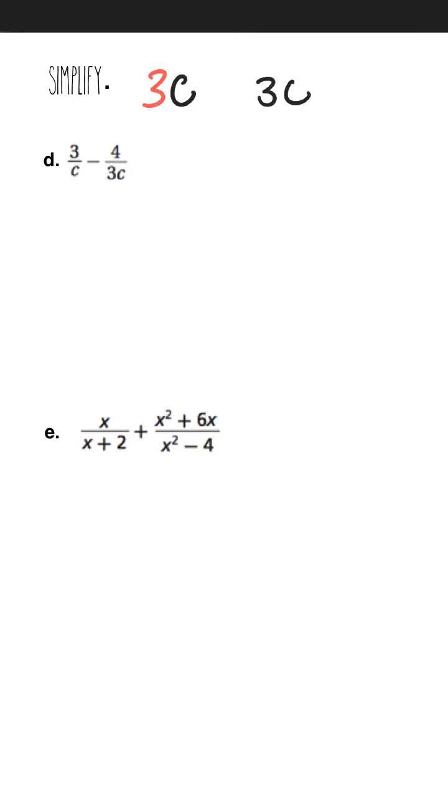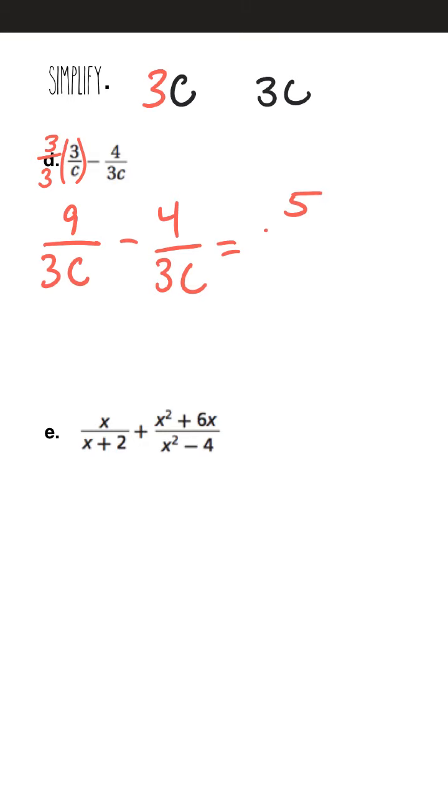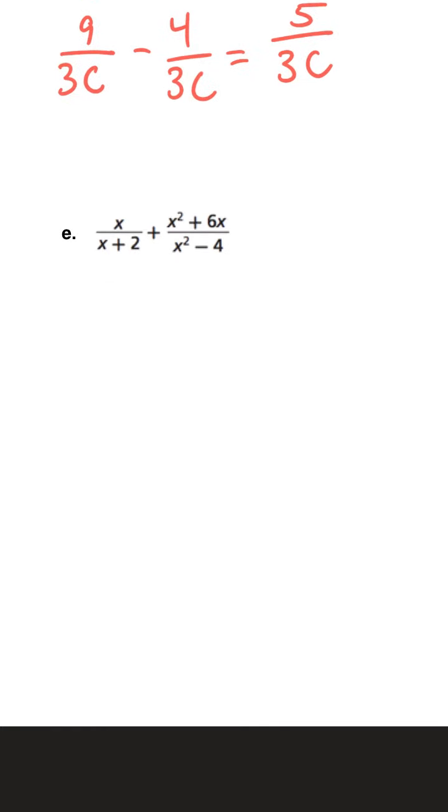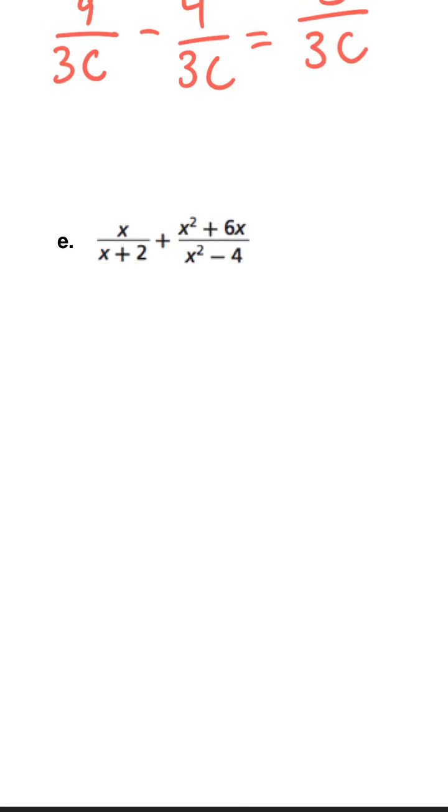So what I'm going to do is multiply the top and the bottom of this fraction by 3. That would give me 9 over 3c minus 4 over 3c. 9 minus 4 is 5. 3c comes along on the bottom. That's an option. So let's look at something a little bit more complicated.